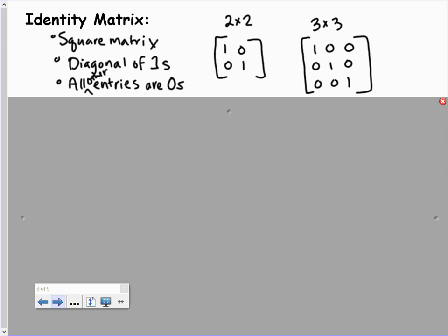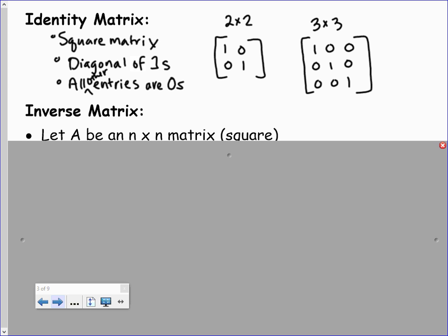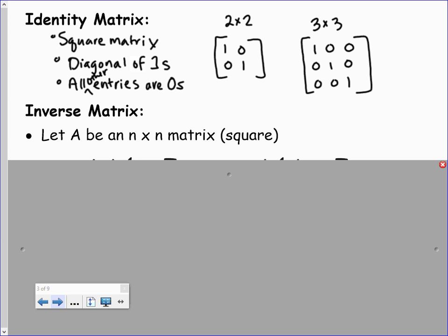Okay, so if you multiply any matrix by the identity matrix, you get itself. It's like multiplying a number by 1. You do 5 times 1, you still get 5. So you don't change the thing that you multiply by. Okay, so that gets us into an inverse matrix.